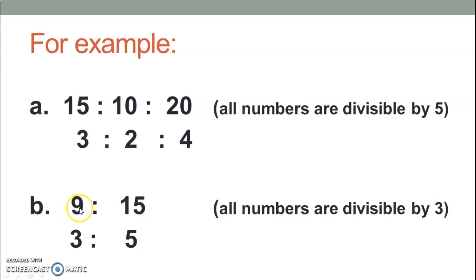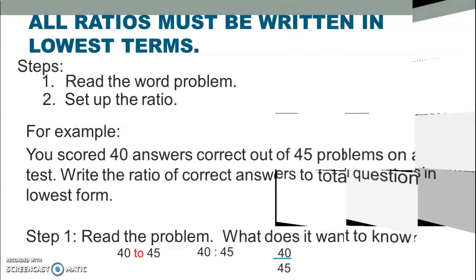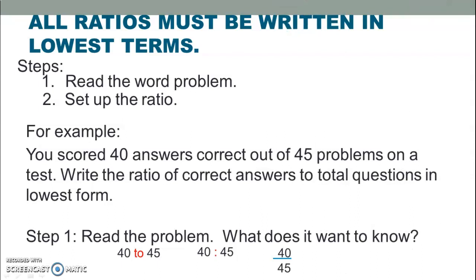Another example, 9 to 15. Now check which number these 2 numbers are divisible by. All numbers are divisible by 3. 3 3s are 9, 3 5s are 15. So 3 to 5 is the simplified ratio. All ratios must be written in lowest form, lowest terms, reduced form, simplified form. All these terms are the same.